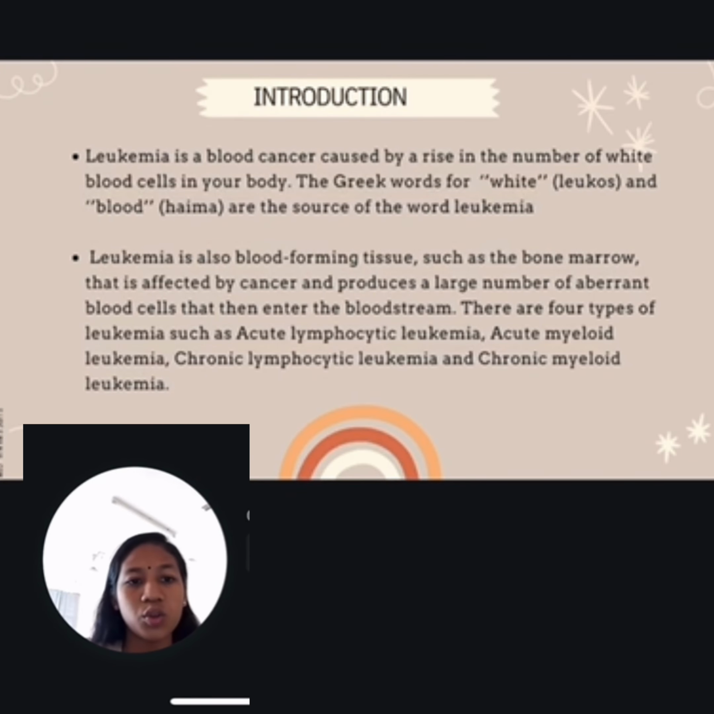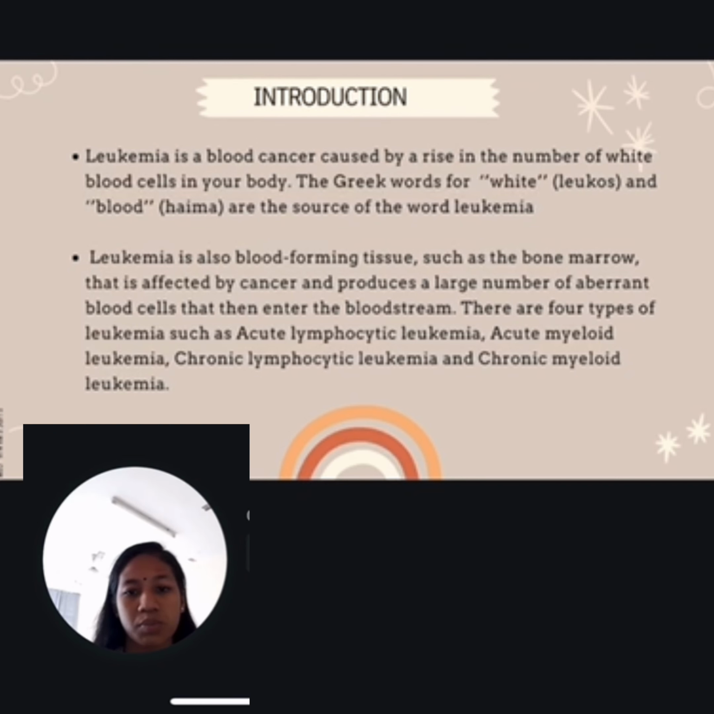Introduction. Leukemia is a blood cancer caused by a rise in the number of white blood cells in our body. The Greek words for white, leukos, and blood, haima, are the source of the word leukemia. Leukemia is also when blood-forming tissue such as the bone marrow is affected by cancer and produces a large number of aberrant blood cells that then enter the bloodstream.